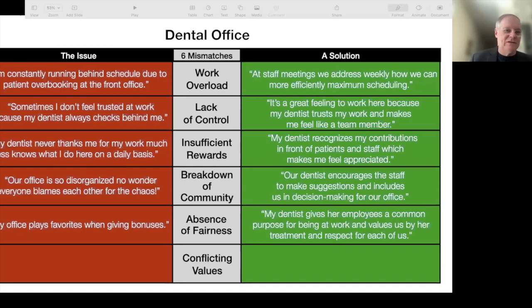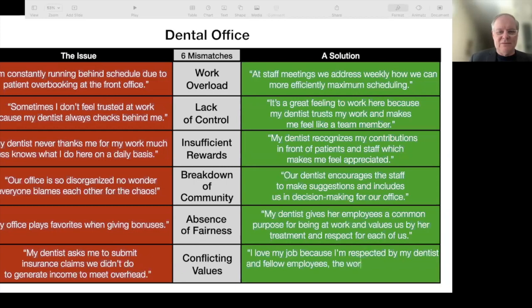And then conflicting values, you may have a front desk person that was told to go ahead and submit insurance claims, even though they hadn't done it yet. They're going to, but they were needing to meet overhead. And that's not right. Or the dentist telling a hygienist to do something they can't do legally under their license. And so the solution there would be to have an employee where they say they love their job because they're respected, trusted, and they're part of a team. The work is fulfilling, and we treat our patients like we want to be treated.